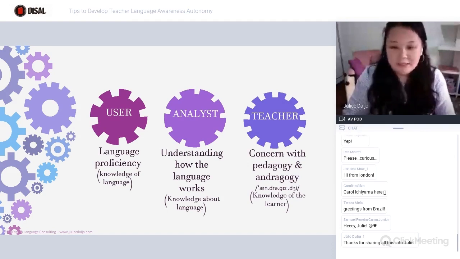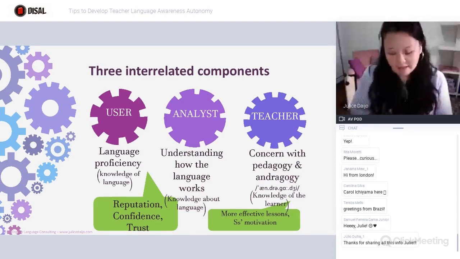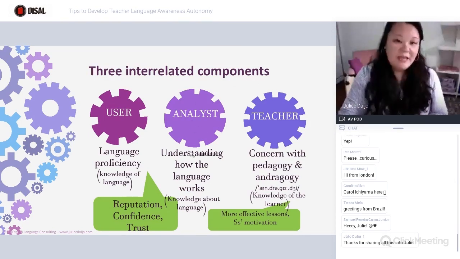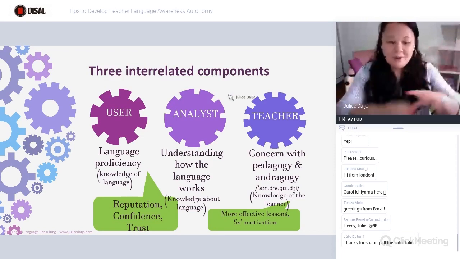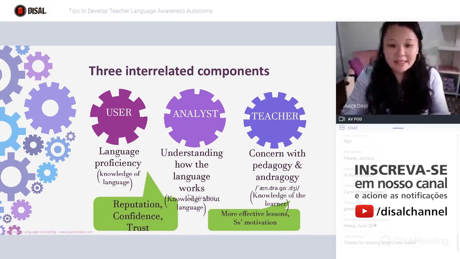So what the author says, Andrews, is that actually they all go together. They are interrelated. But what the courses, mainly in Brazil, I think most courses in Brazil, they focus on the analyst to develop this understanding of how language works. Fine, fair enough. But if you can expand to user and teacher, I think you would have a more complete and broad awareness of the language. But of course, we can all start here in the analyst, as this is the main demand in the classroom.